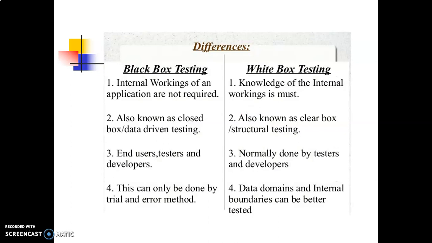These are the differences that should be clear in your mind: what is the basic difference between black box and white box testing. In black box testing, knowledge of the internal workings of an application is not required, while in white box testing, knowledge of the internal workings is required. Black box testing is also called closed box testing, while white box testing, as the name implies, is clear box testing. Black box testing can be performed by users, testers, and developers, while white box testing is normally done by testers and developers. Finally, black box testing can only be done by trial and error, while in white box testing, data domains and internal boundaries can be better tested.